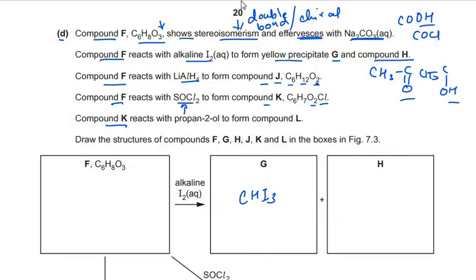Compound K then reacts with propan-2-ol to form compound L. Obviously, if the acyl chloride is formed, it reacts with propan-2-ol and is going to form an ester. The ester is going to be compound L. So that was the information we have collected. Now let's understand how that is possible. So now let's work out the structure of F.